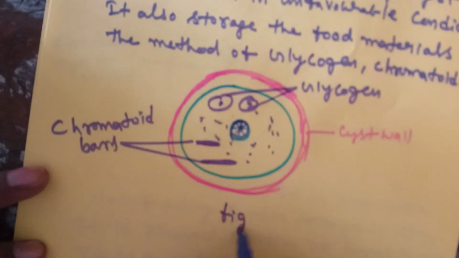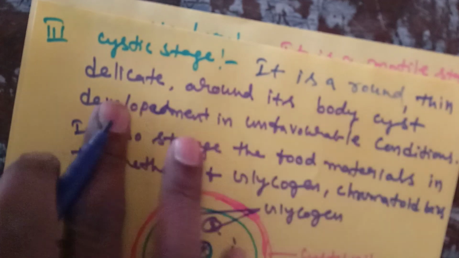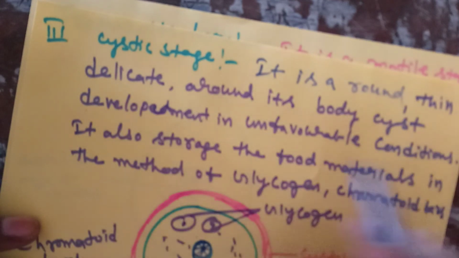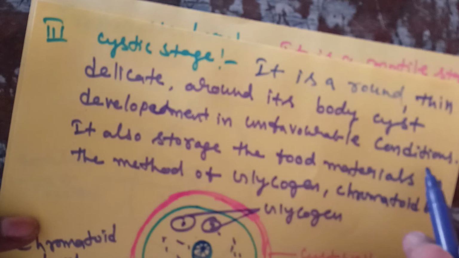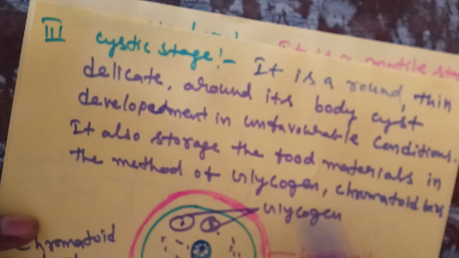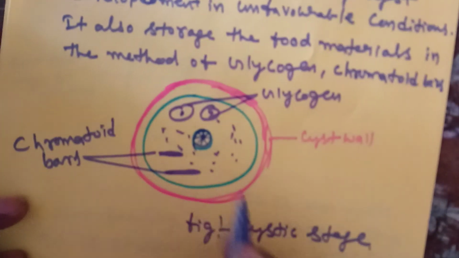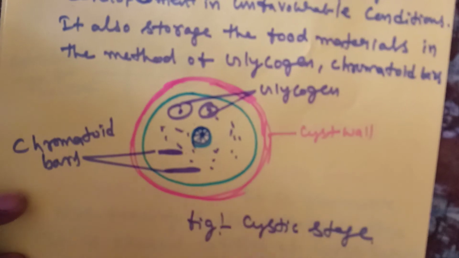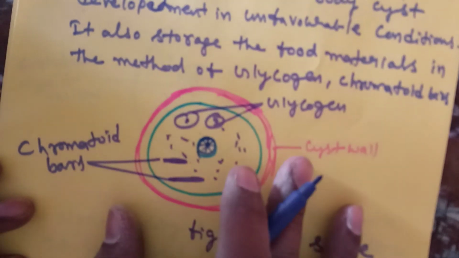So this is called the cystic stage. Once again, the cystic stage is round, thin, and delicate around its body, with the cyst developed in unfavorable conditions. It also stores food material in the form of glycogen and chromatoid bars. This is the cystic stage structure.